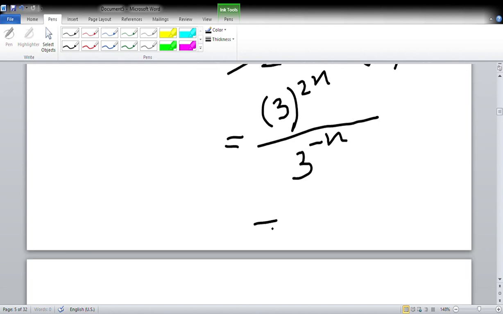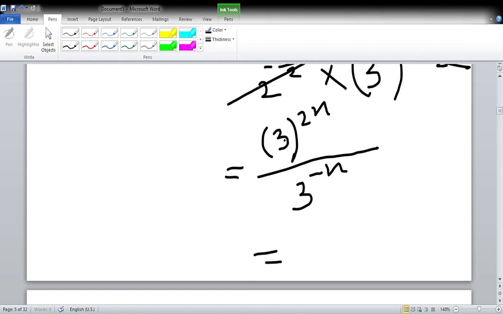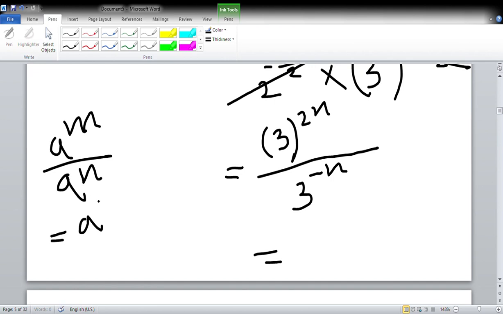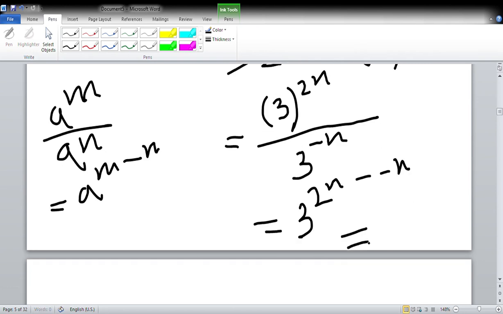So simply, if both the bases are the same, a to the power m divided by a to the power n, you can simply write as a to the power m minus n. So here also the same thing: 3 to the power 2n minus minus n, that means 3 to the power 3n. So 3 to the power 3n is the answer.